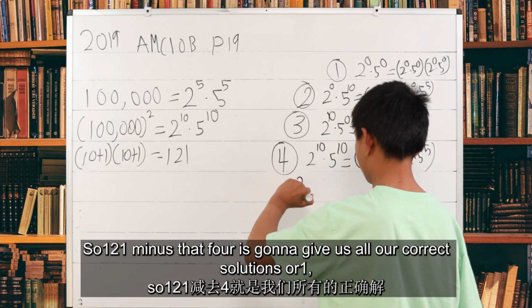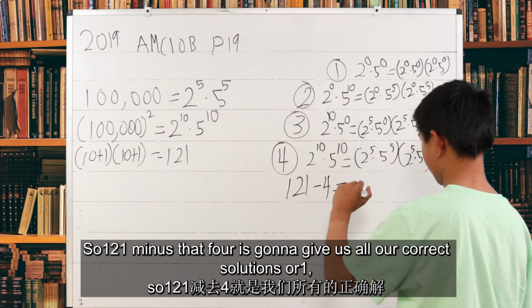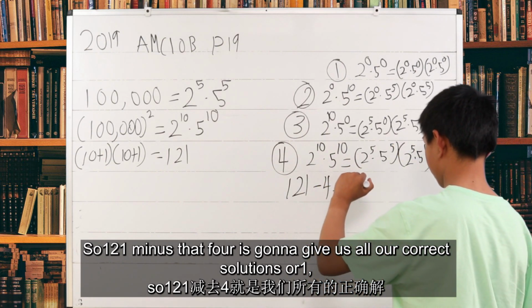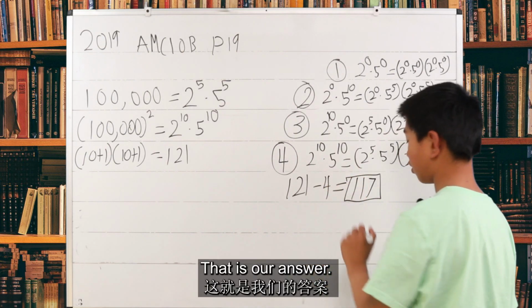So 121 minus those 4 is going to give us all our correct solutions, or 117. So that is our answer.